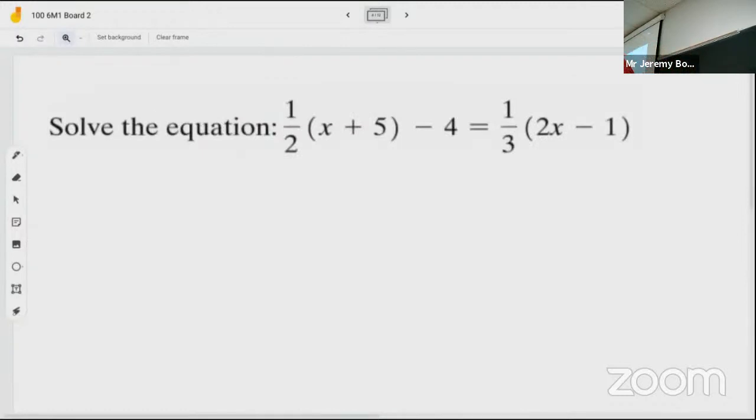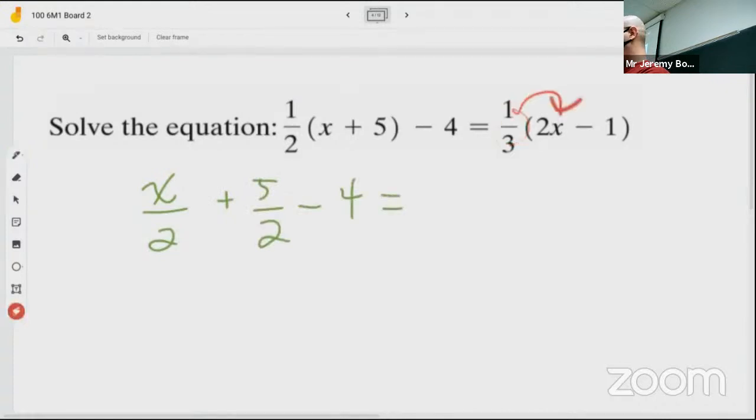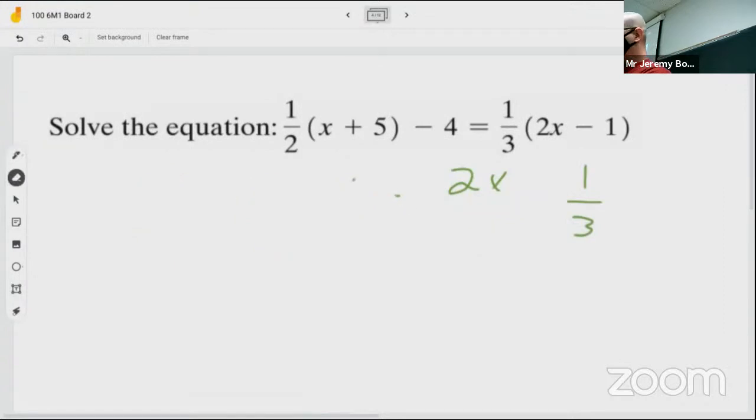All right. Now we got some fractions. So there's multiple ways to deal with it. You could distribute the 1/2. Take it, multiply it times the x, multiply it times the 5. That would be simplifying each side, and we're not going to do it this way, but I'm going to write it out to show you. We end up with x over 2 plus 5 over 2 minus 4 equals, and then we distribute the 1/3. We'll end up with 2x over 3 minus 1/3, and now we got even more fractions, right? So let's not go that way.